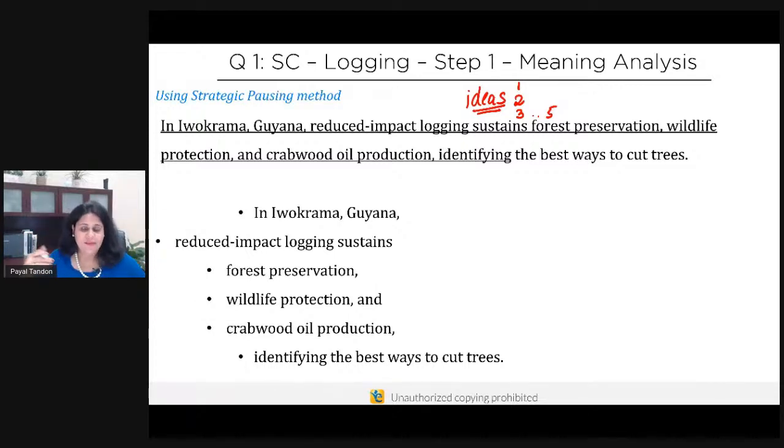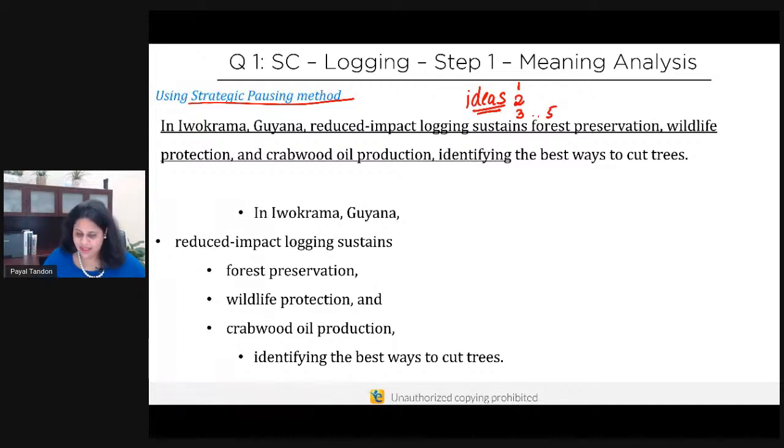So that's my goal in the first step, to understand in detail what the author is trying to tell me. For that, I utilize a method called the strategic pausing method. What this method entails is that as I'm reading the sentence, I'm pausing at appropriate points and assimilating the information that the author is giving me. As I read the next chunk of the sentence, I'm relating what I have just read with what I had read previously in that particular sentence. So that is how I apply the strategic pausing method. Let me demonstrate this method to you on this question.